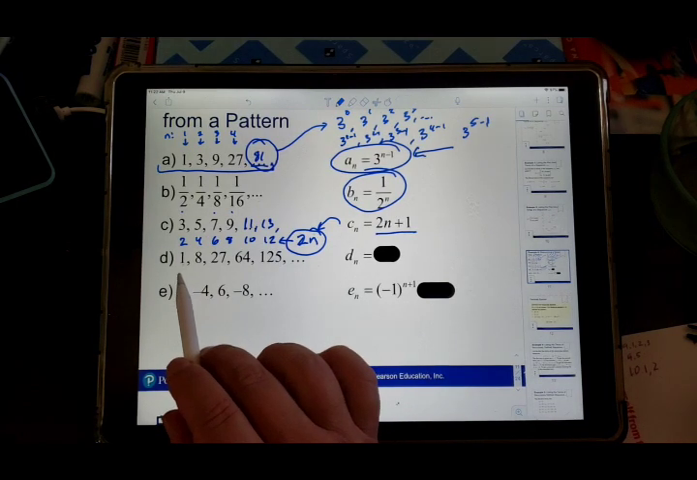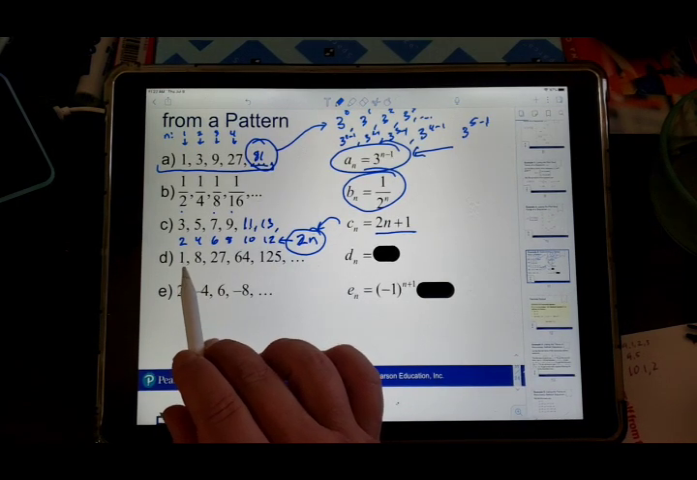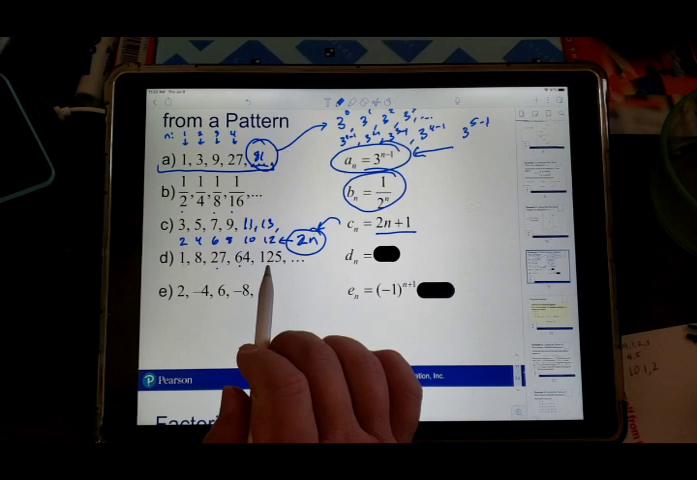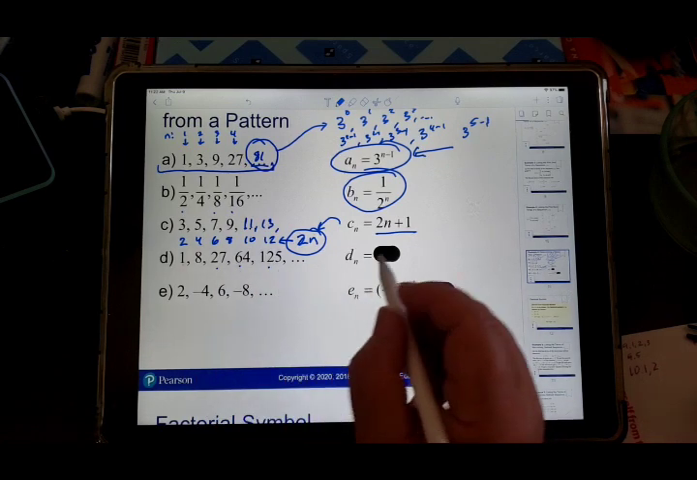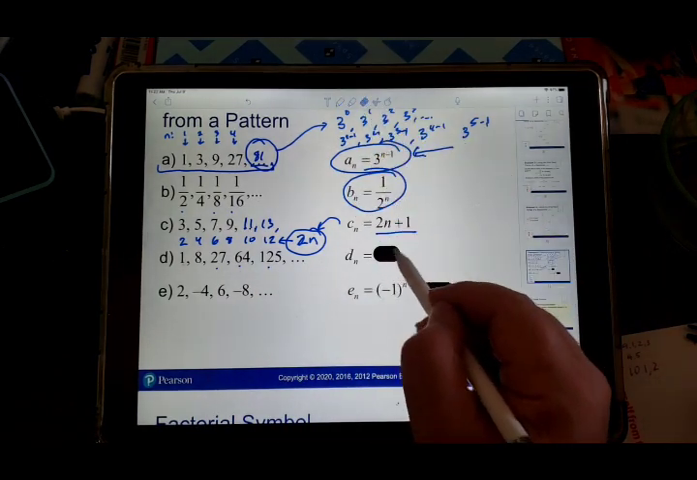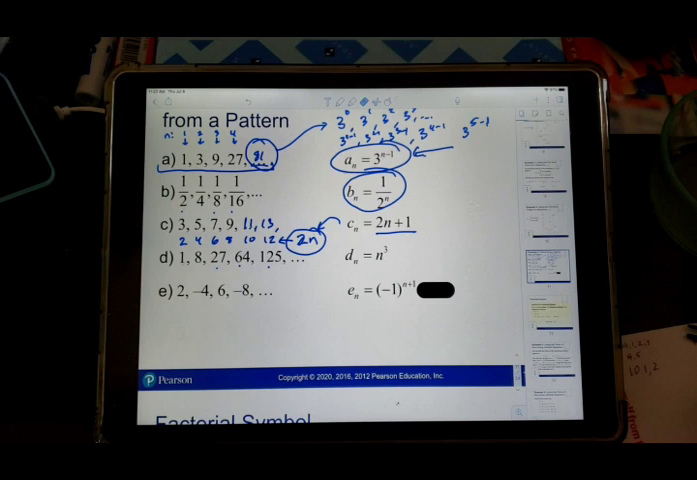All right, this one's a little more involved. It's 1, 8, 27, 64. Hopefully you recognize the cubes. 1 cubed, 2 cubed, 3 cubed, 4 cubed, 5 cubed. Yep. The formula is n cubed.